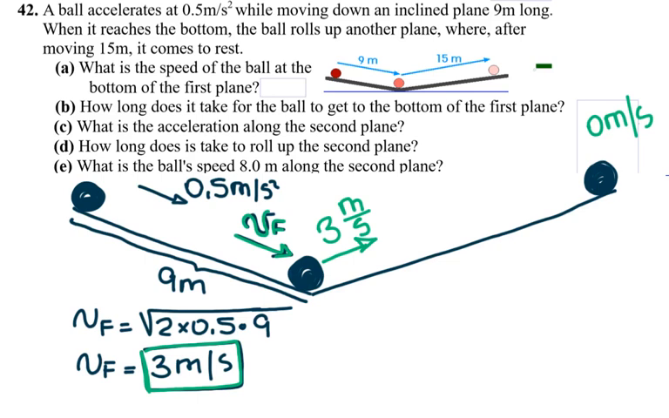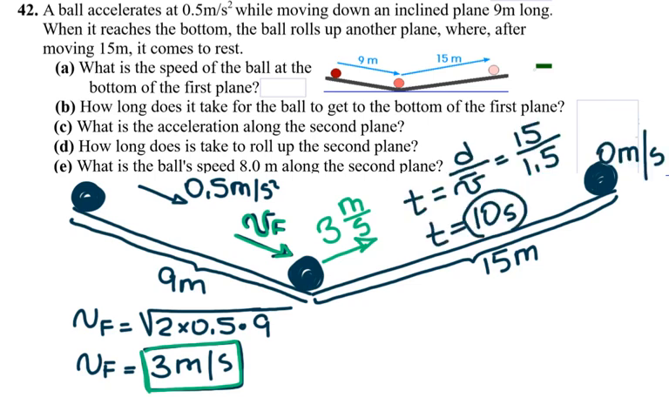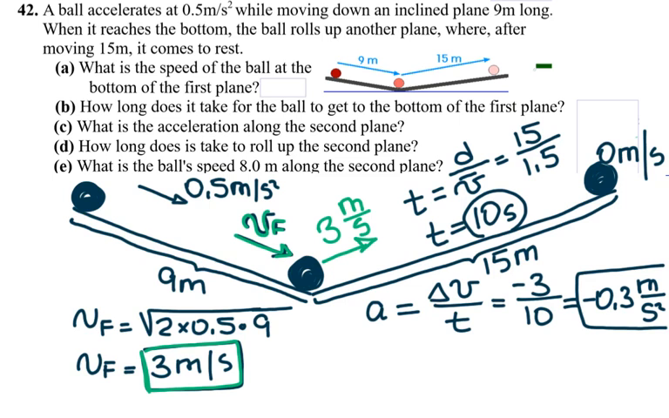So I can figure out the time it's going to take because they give me that this incline is 15 meters. So I can figure out the time it's going to take to get to the top. So if I plug in the numbers, it gives me 10 seconds. It's distance over the average velocity, and average velocity between 3 and 0 is 1.5. So I got 10 seconds. Then I need to figure out the acceleration on the second incline. So I see the acceleration on the second incline is negative 0.3 meters per second squared, because it's the change of the velocity divided by the time, and the time is 10 seconds.